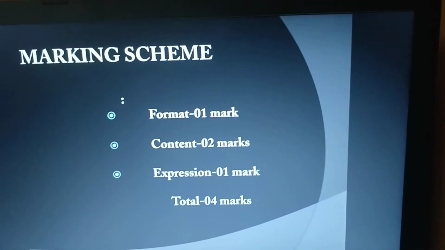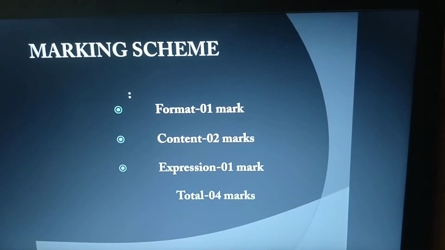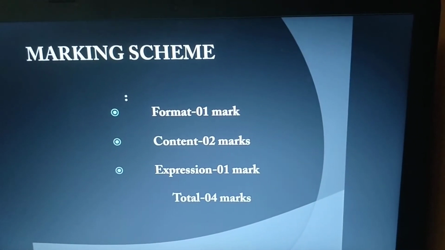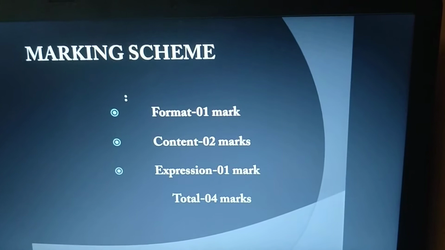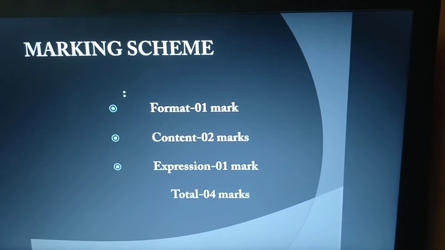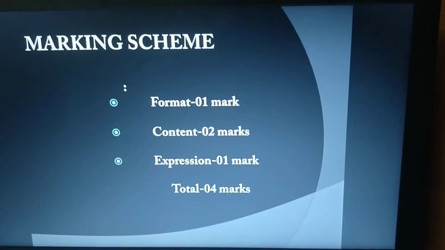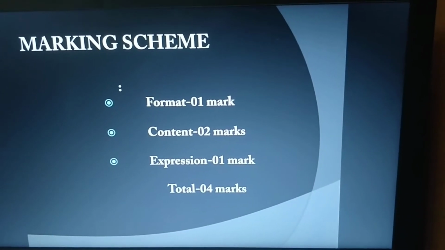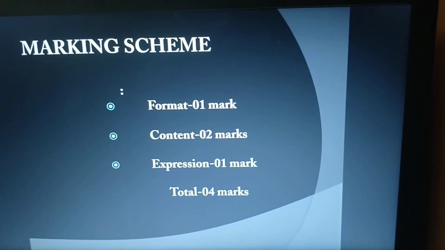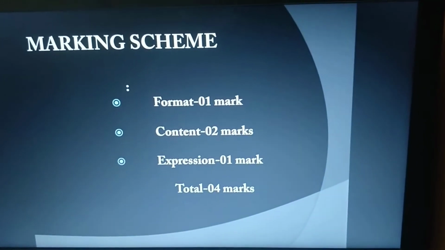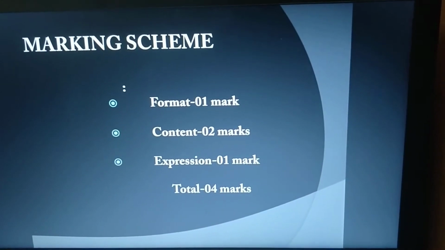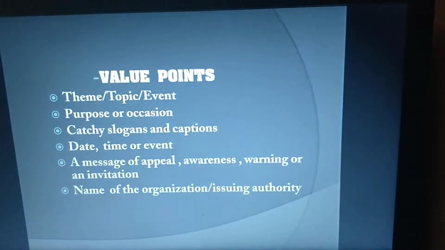Coming to the marking scheme, whether it is a poster or display advertisement, as both topics are categorized under short writing compositions, the marking scheme will be the same. It will be for 4 marks. The further segregation of the 4 marks is: format 1 mark, content 2 marks, and expression 1 mark.